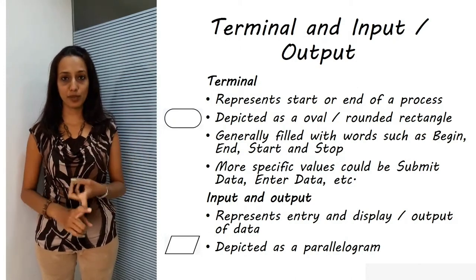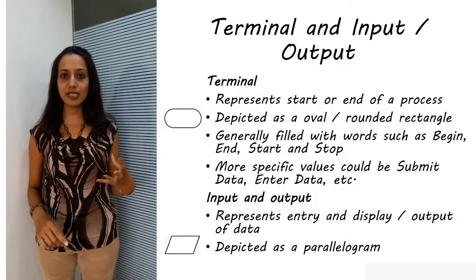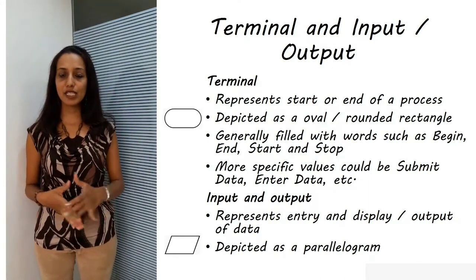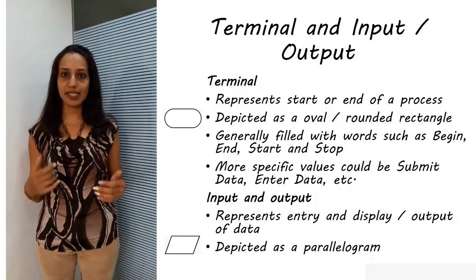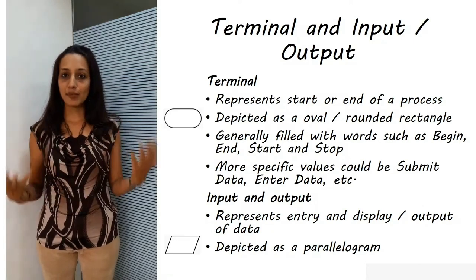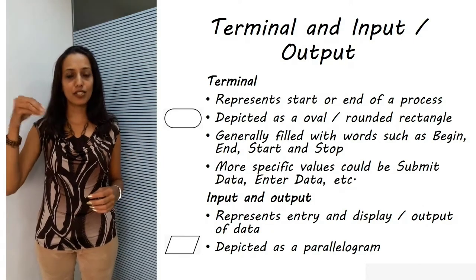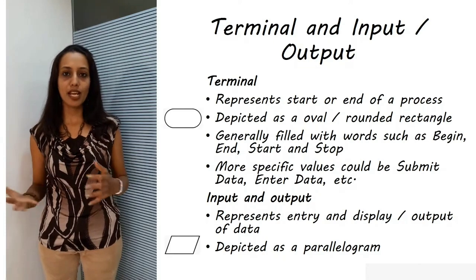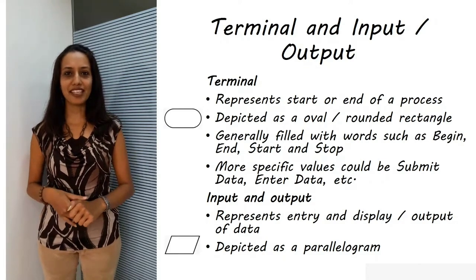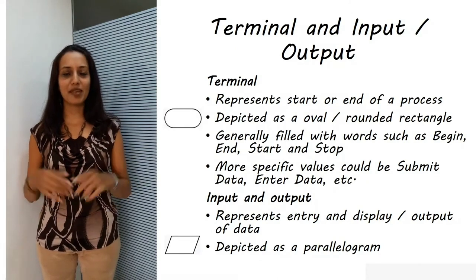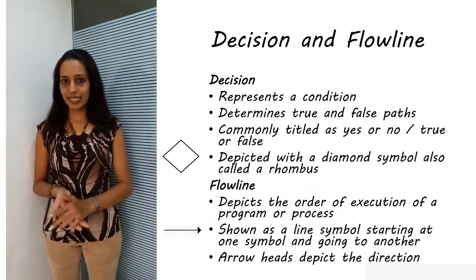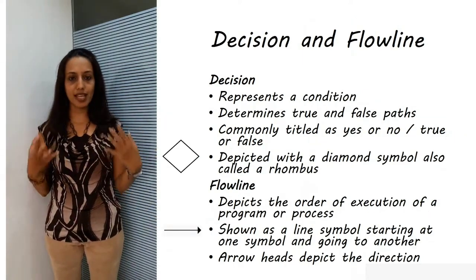Let's see the various symbols one by one. First of all, we'll see the terminal and then the input-output symbol. The terminal symbol, as I told you, is represented as a rectangle with oval or rounded edges. This is used to show the start or the end of a process, and appropriate labels are put inside the symbol to indicate the beginning or end of a process. The input-output symbol is used to show what data is going to be entered or displayed out of the program, and we use a parallelogram to represent the input-output of the process.